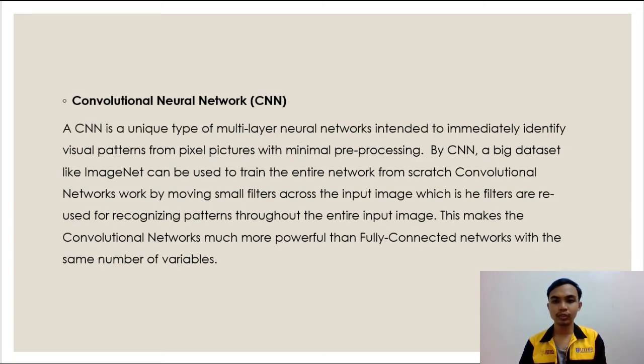So we go to the CNN, which is a convolutional neural network. CNN is a unique type of multi-layer neural network that can immediately identify visual patterns from pixel pictures with minimal pre-processing. Large datasets like ImageNet can be used to train an entire network from scratch. Convolutional networks work by moving a small filter across the input image, and the filter is reused to recognize a pattern throughout the entire input image. This makes the convolutional network much more powerful than a fully connected network with the same number of variables.